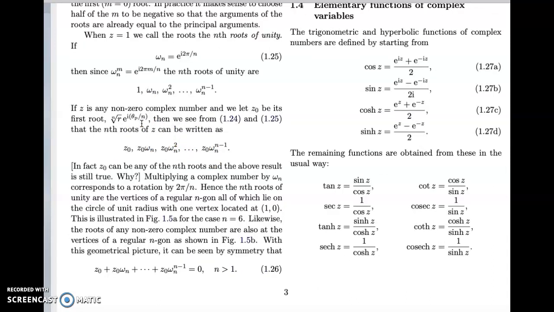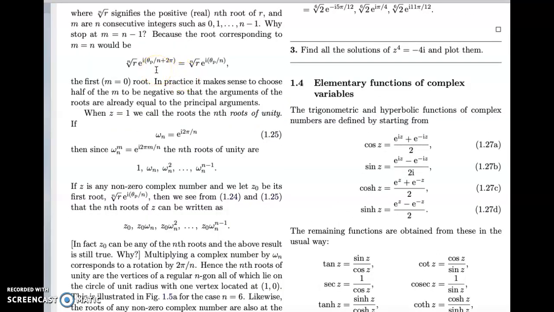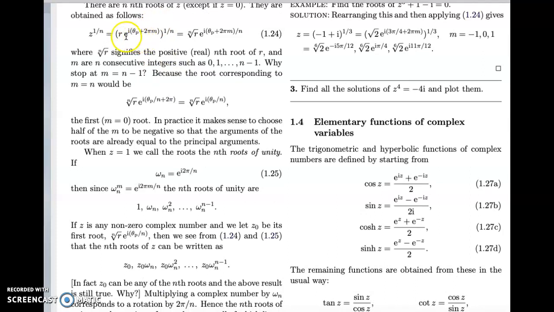So what use are these roots of unity? Well, if now z is any non-zero complex number, and we let z0 be its first root, choosing m equals 0 to get the first root, then you can see from comparing this expression and this one that the mth root is simply the first root times omega sub n to the power m.